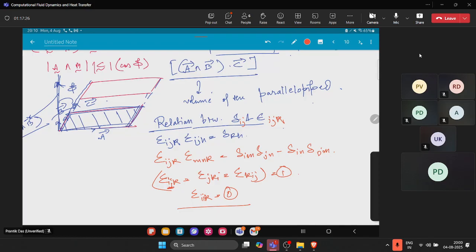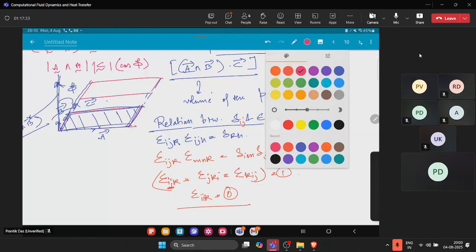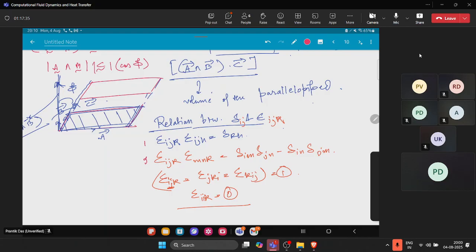So these are the different kinds of relations between the Kronecker delta and the unit alternating tensor, the Levi-Civita. This is called the unit alternating tensor.